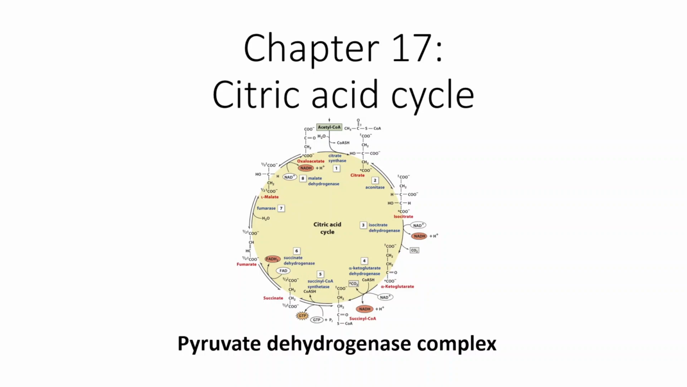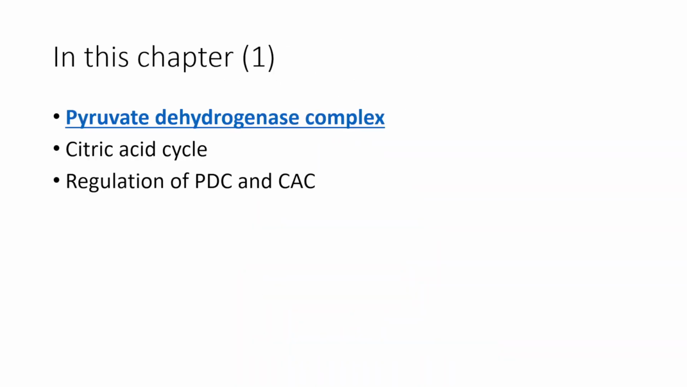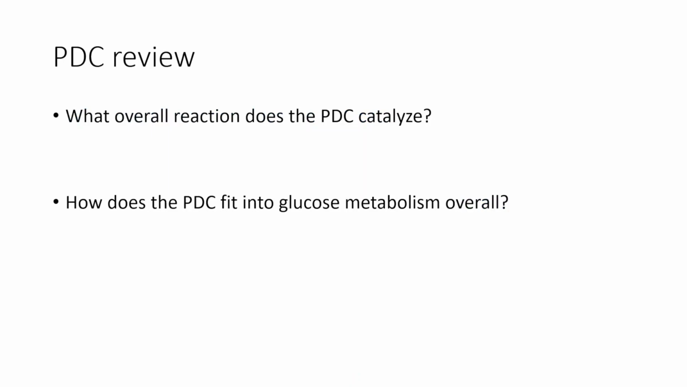So now we're at this point where we want to enter the citric acid cycle, but to enter the citric acid cycle, we don't need pyruvate, we need acetyl-CoA. So the step in between to help us get from pyruvate to acetyl-CoA is going to be our pyruvate dehydrogenase complex. So we are going to go over the PDC first, because that is the very important middle step.